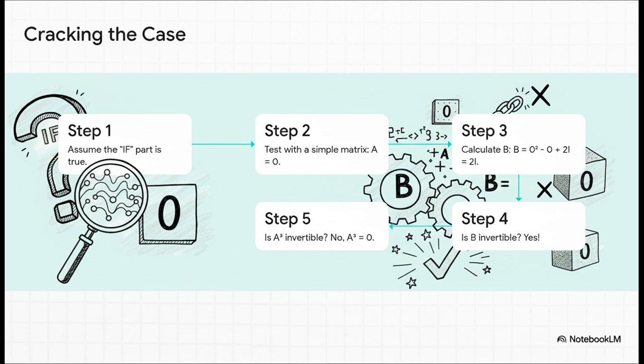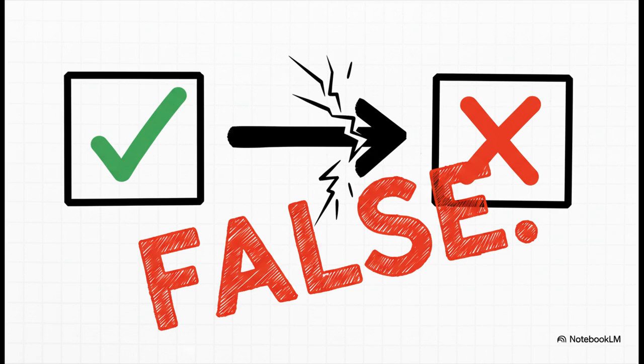Step 5. Is A cubed invertible? Well, A cubed is just the 0 matrix again, and the 0 matrix is basically the poster child for non-invertible matrices. So that's a big no. And would you look at that? We found a matrix A where B is invertible, but A cubed is not. That one single counterexample is enough to prove the entire implication is false.